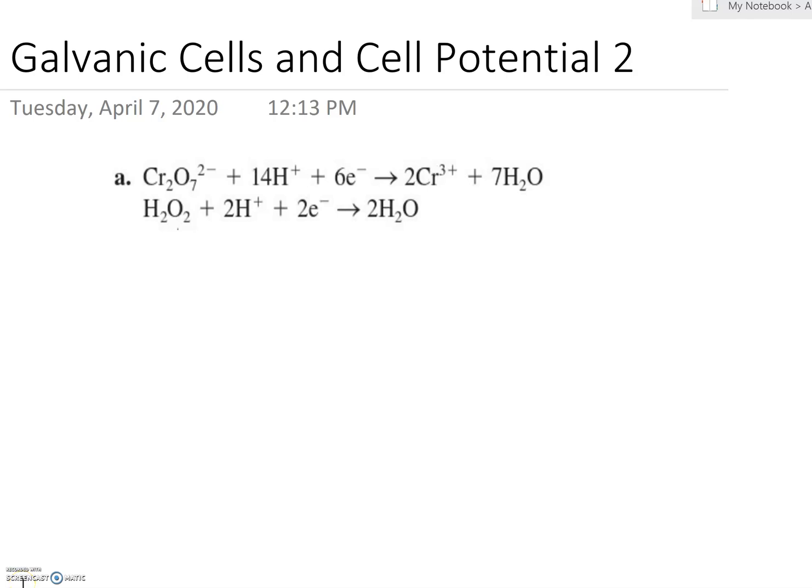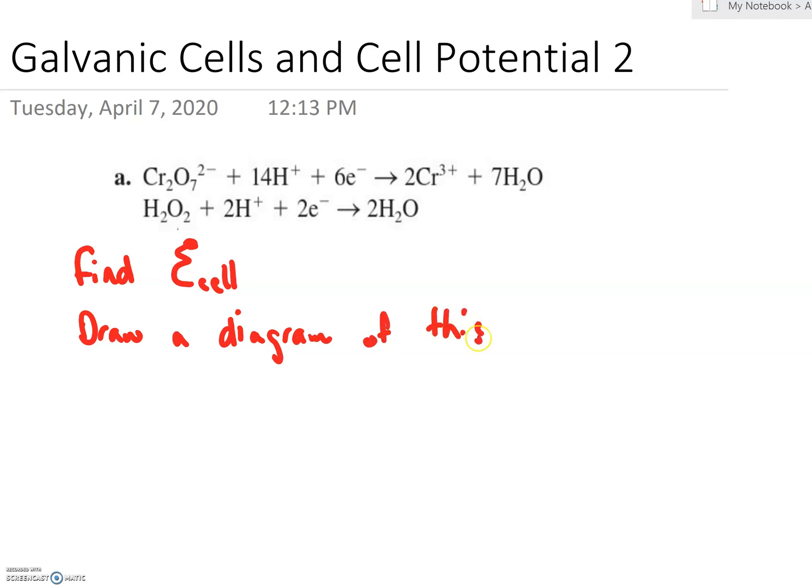Okay, let's try one where we're not entirely sure which direction it's going to go. So a question like this might ask you to find the overall cell potential and also to draw a diagram of this particular cell. So the first thing we want to do is find out what these reaction potentials are.